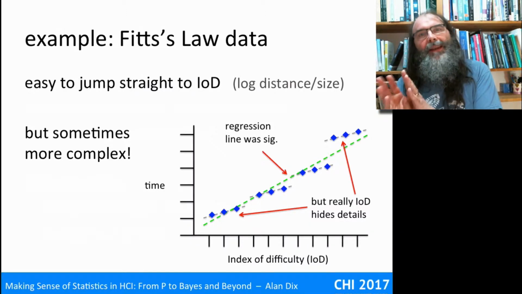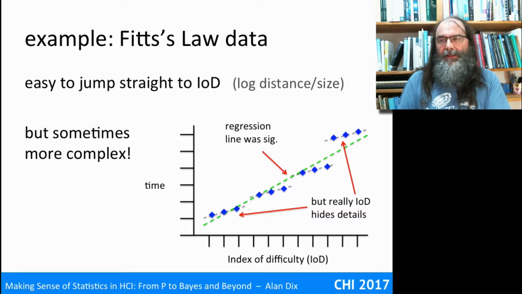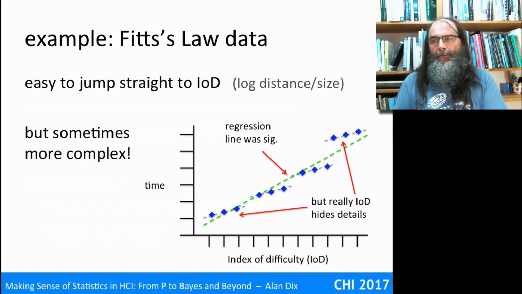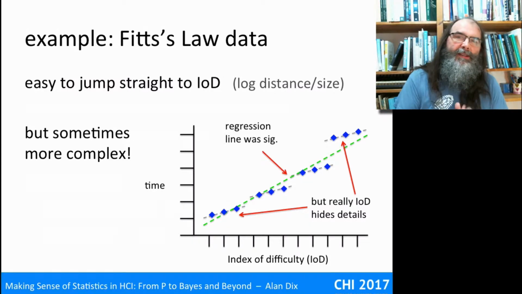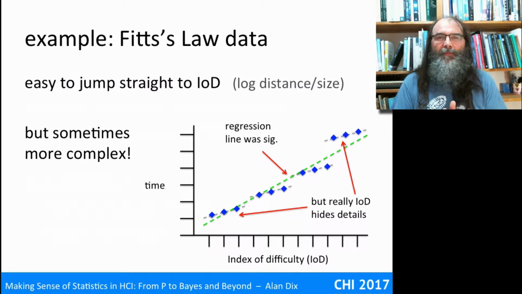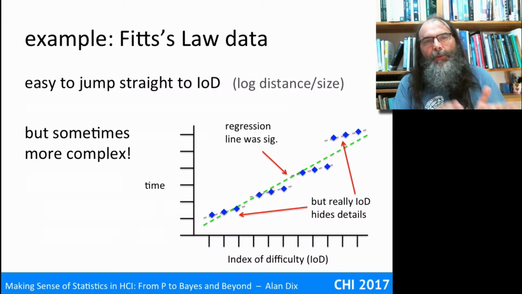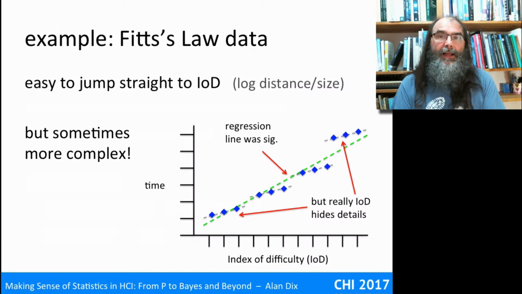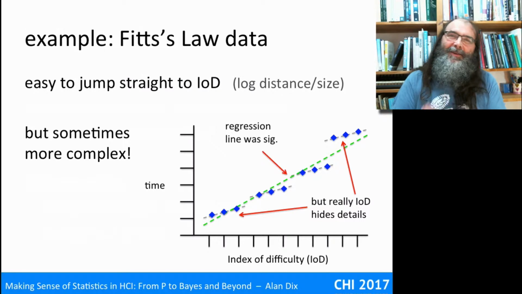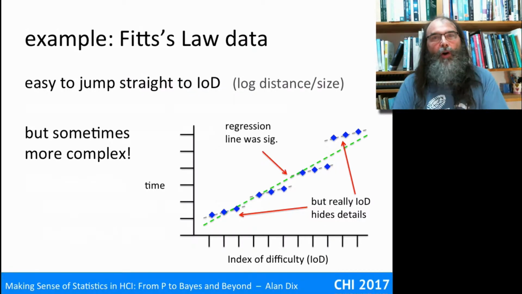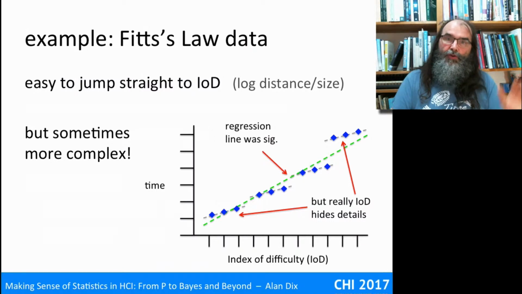As an example of what can go wrong if you don't think about this is Fitts' Law data. There's loads of Fitts' Law experiments in the HCI literature. They're almost so ubiquitous. You could struggle to find a major HCI conference without something that mentions Fitts' Law. When people do Fitts' Law analysis, they often jump straight for the index of difficulty. That's, if you recall your HCI 101 course many years ago, the log of the distance over the size. So you're trying to hit a target.